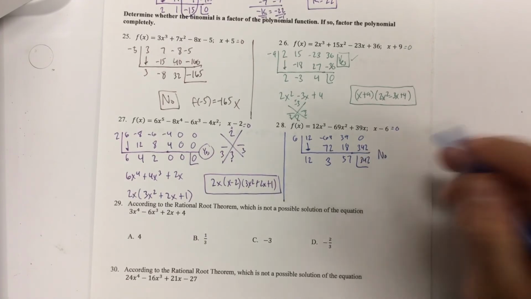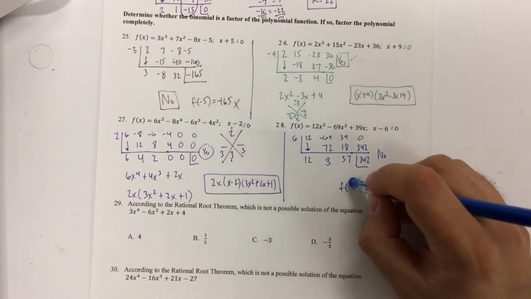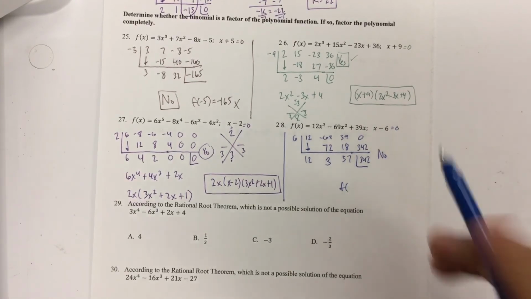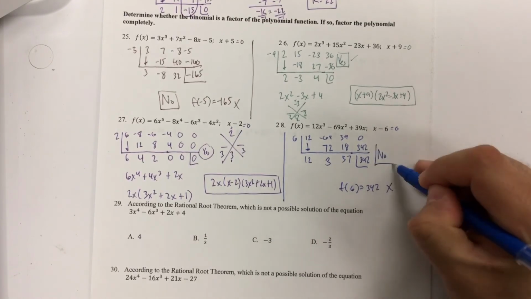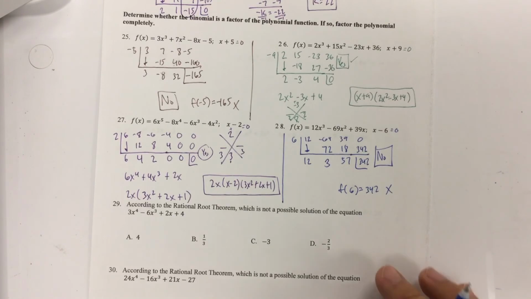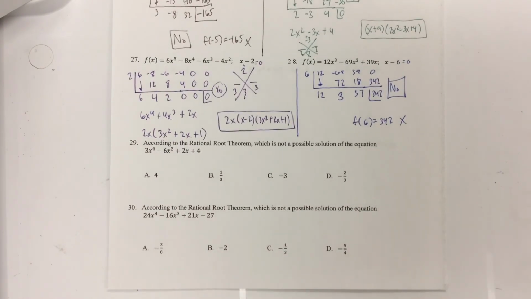So at this point we say no, it's not. It's not because f of 6 equals 342, which means it is not a factor because the remainder was not 0. All right, and then now we're down to these last two problems, and they both are pretty similar.